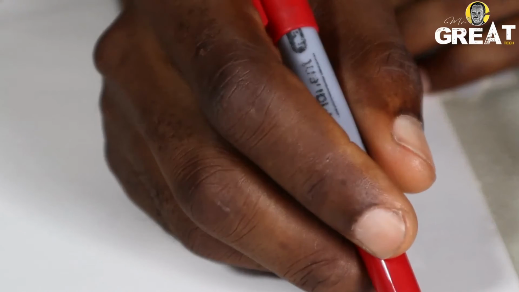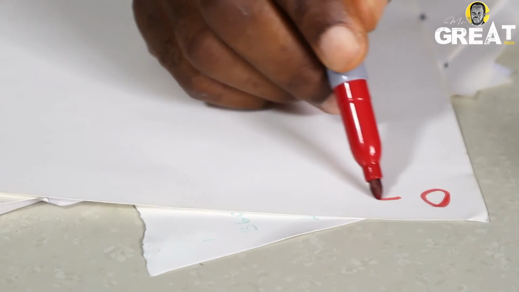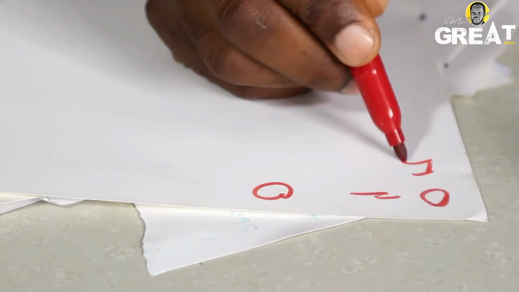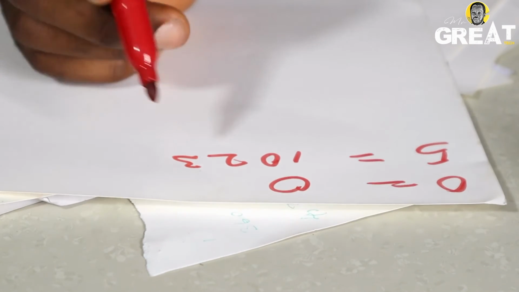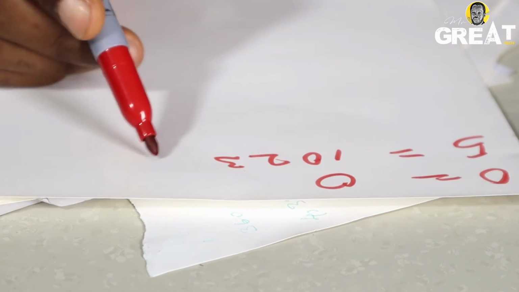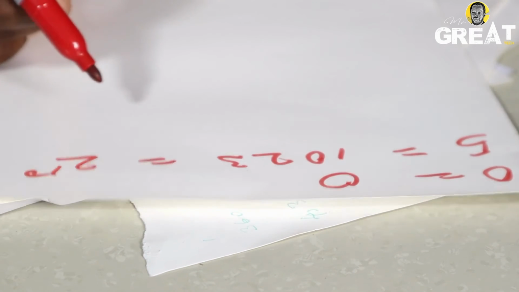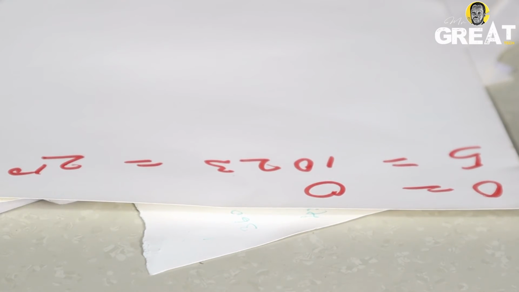Okay, so very simple. Just like I told you, let me use a red pen so that you can see very clearly. If 0 is equal to 0 and 5 is equal to 1023, 1023 is a scale of 1023, which is equal to 2 raised to the power of 10, which is 1024 anyway. That's all right. Now we have your binary.